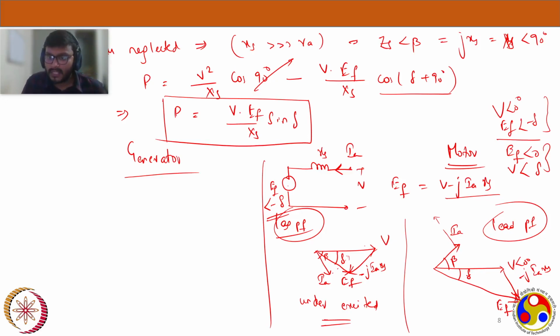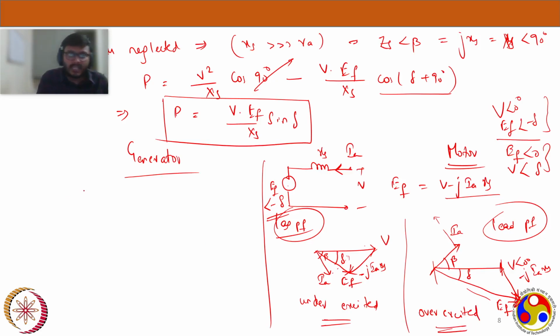Anyhow, now if you see here, the length of EF is bigger when compared to the length of V. Here your excitation is more. The length of EF is higher than the length of the resultant, so it is an over excited condition. In the other case, it is under excited.